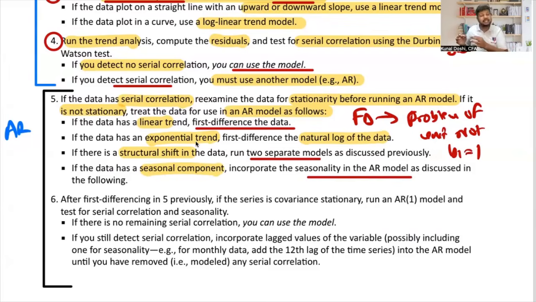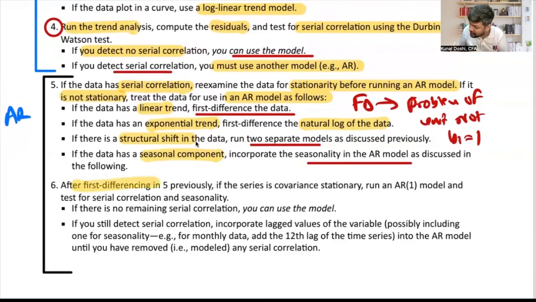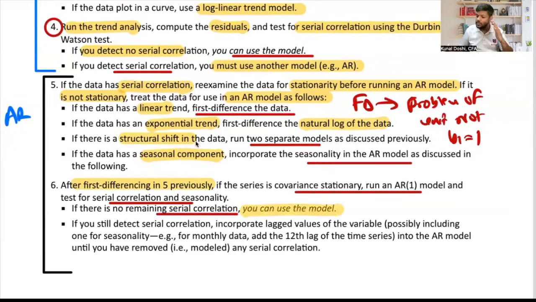But if there is a unit root problem, then we do first differencing. So when we do first differencing, then you can use the model. Okay. If the series is covariance stationary, run the AR(1) model and test for serial correlation and seasonality, which we already did. If there is no remaining serial correlation, then you can use the model.